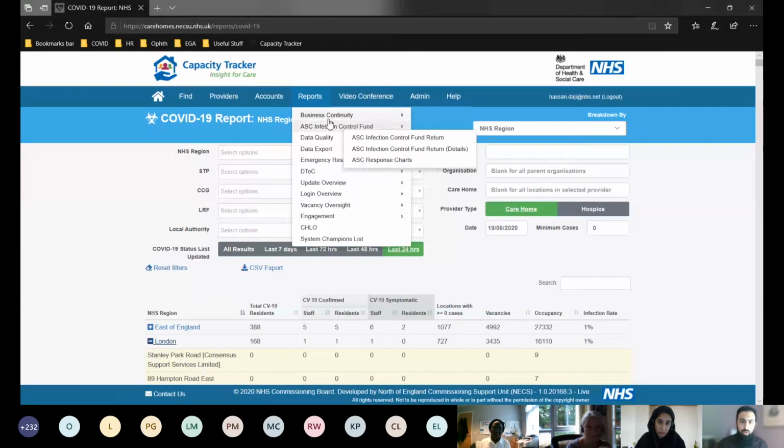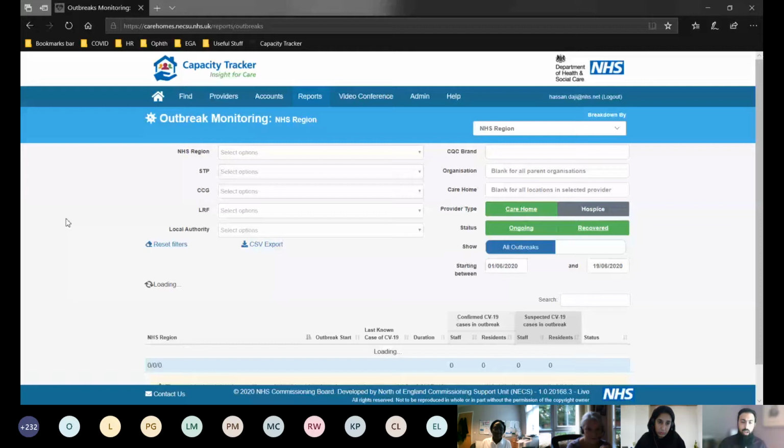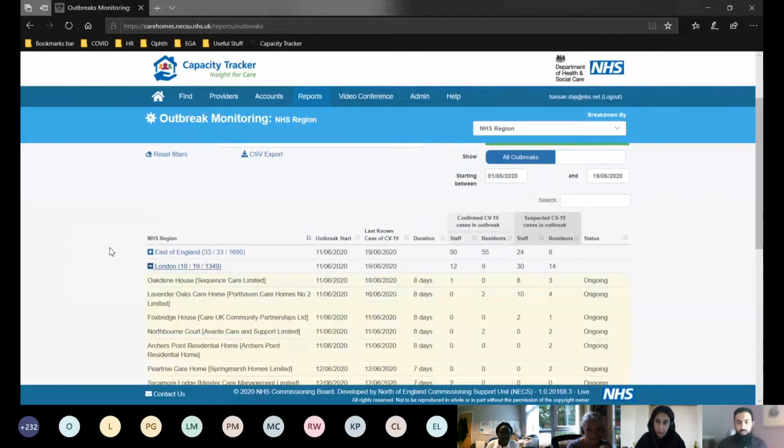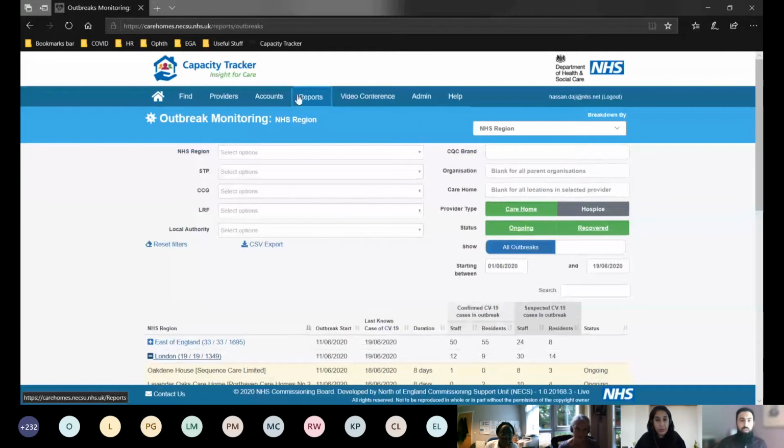We'll quickly run through this. We also talked about outbreaks. Again, this is something that we can monitor through the capacity tracker, so your CCG, local authority and STP colleagues will be looking at this. For the home, they'll be able to assess when the outbreak started, and when the last known case of COVID-19 was. Some homes have had an active COVID-19 case, how long that's been going on for, and whether that's ongoing or not.